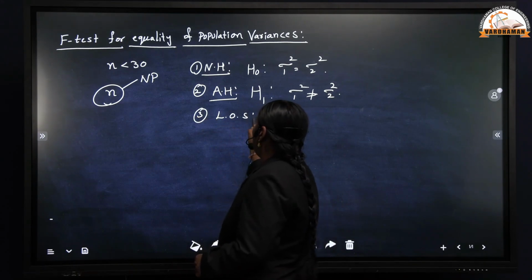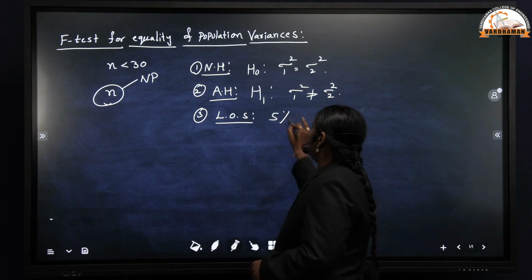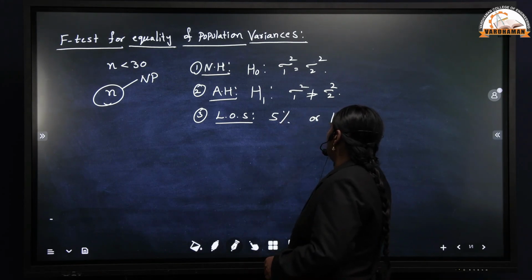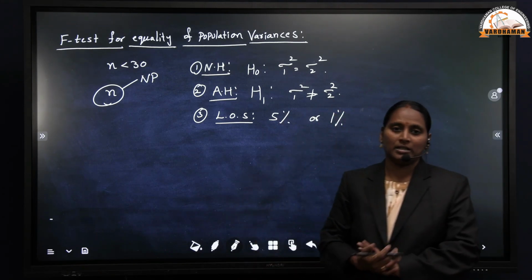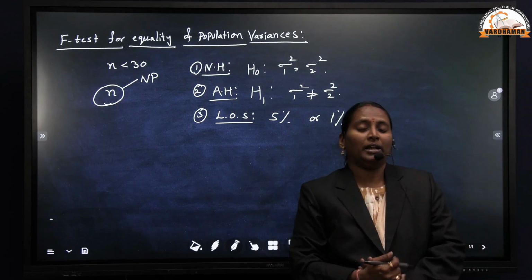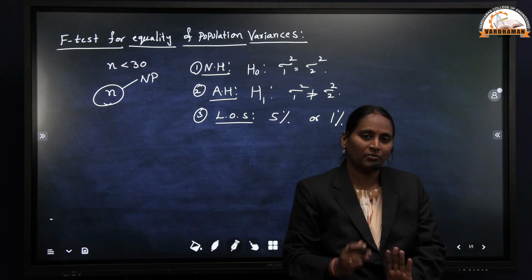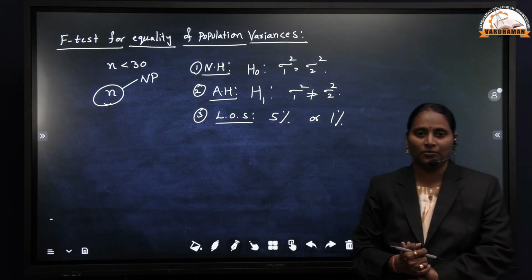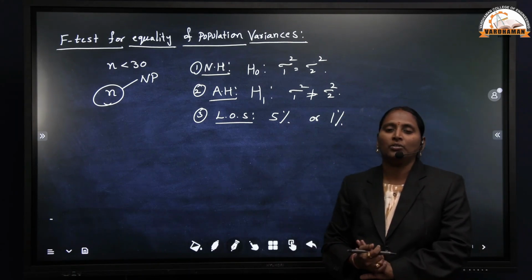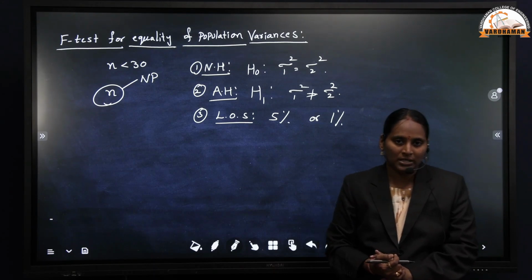The third step is the level of significance. The level of significance we choose is either 5% or 1%. As in earlier cases, if nothing is mentioned in the given problem, we choose the fixed value, which is the 5% level of significance. If they mention it, we have to check at the 1% level of significance.